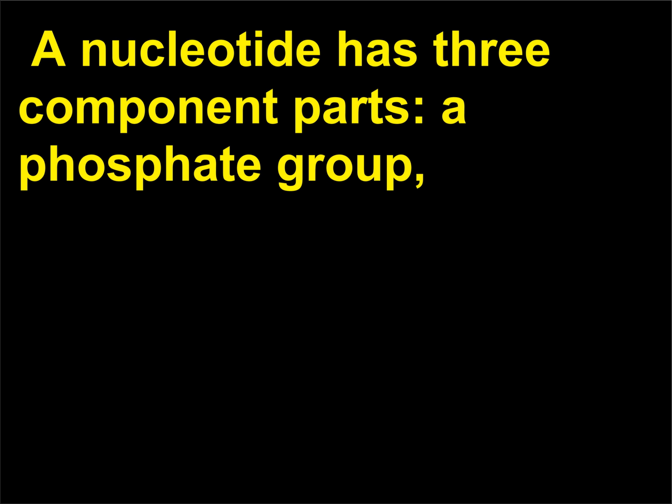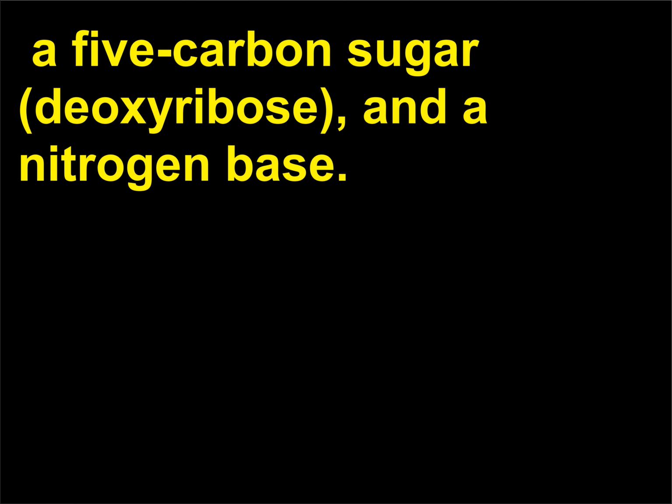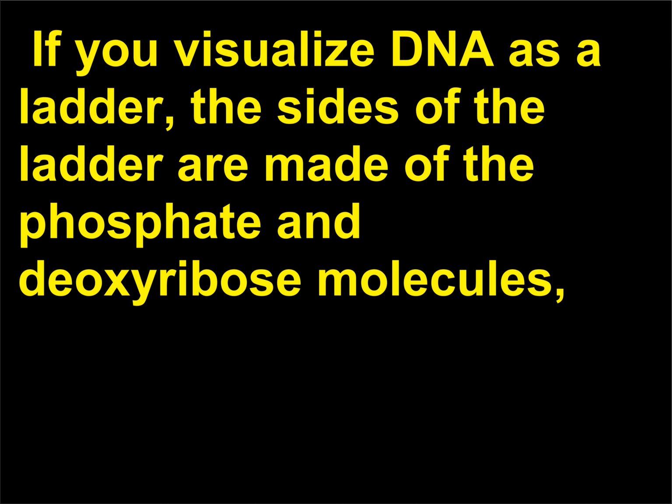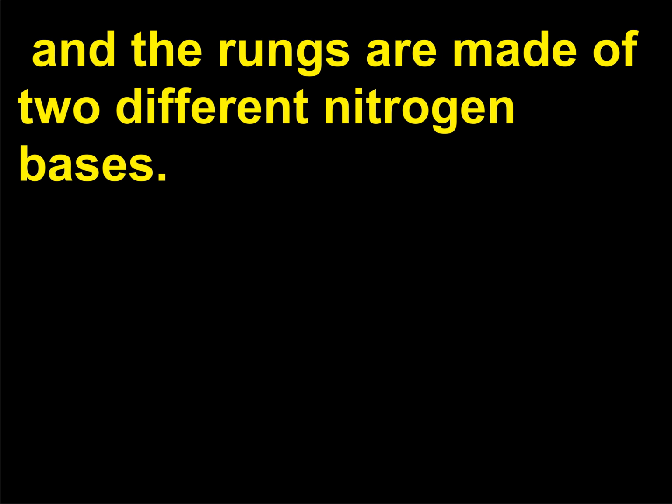A nucleotide has three component parts: a phosphate group, a 5-carbon sugar, deoxyribose, and a nitrogen base. If you visualize DNA as a ladder, the sides of the ladder are made of the phosphate and deoxyribose molecules, and the rungs are made of two different nitrogen bases.